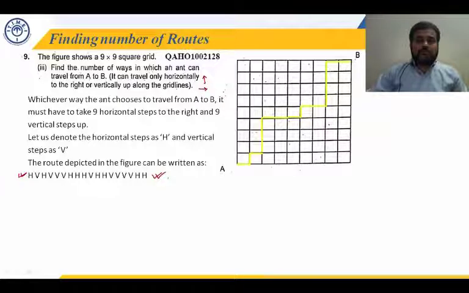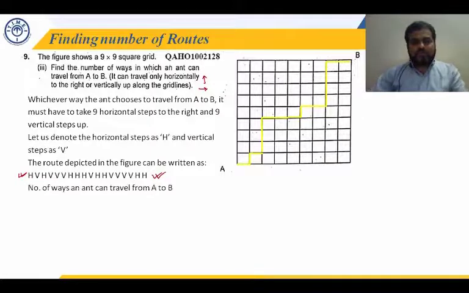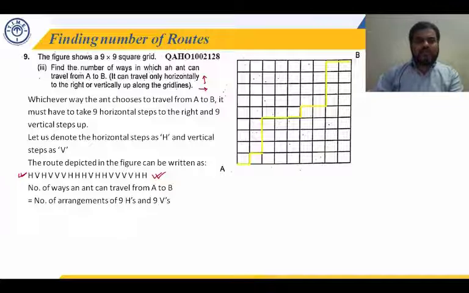So for the number of arrangements that you can do of these 9H and 9Vs, each arrangement will be one way of reaching from A to B. So the number of arrangements will also be equal to the number of ways of reaching A to B. So what is the number of arrangements here? The number of ways an ant can travel from A to B is nothing but the number of arrangements of 9H and 9Vs in a row, and that can be done in 18 factorial by 9 factorial into 9 factorial.